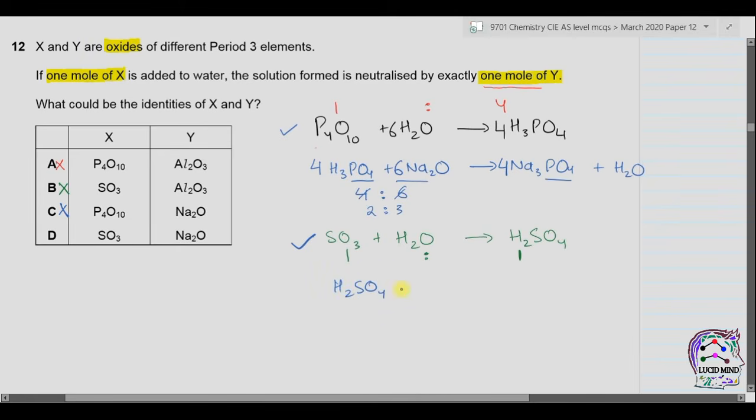Now H2SO4 will react with sodium oxide and form sodium sulfate along with water. Now balancing this chemical equation, we have one sulfate ion, two sodium atoms, two hydrogen, one oxygen, two hydrogen, one oxygen. So now the ratio comes to be 1:1. So it means that the answer is part D.